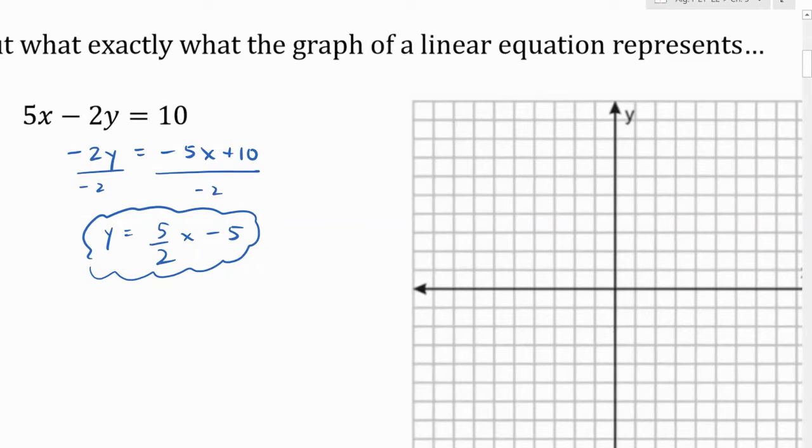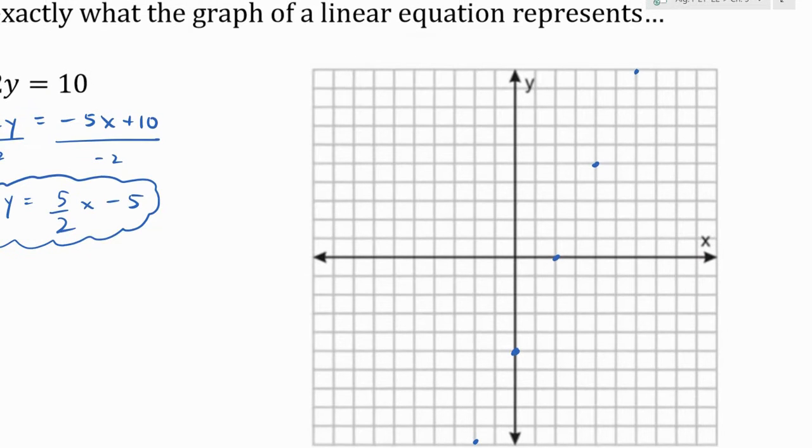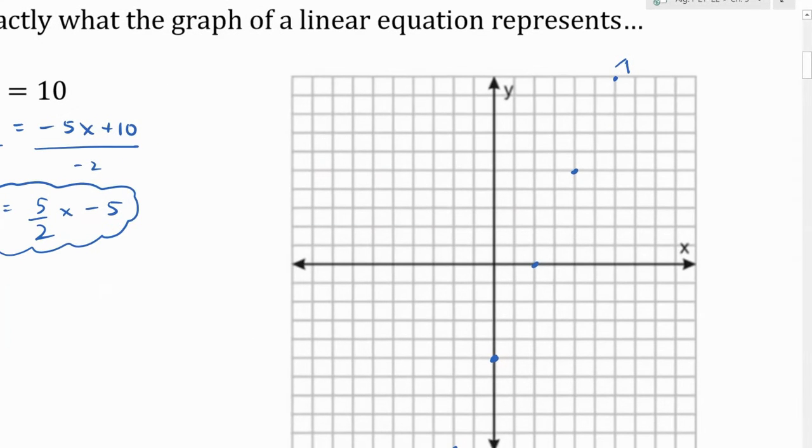we can graph our line. 2, 3, 4. 1, 2, 3, 4, 5. Y-intercept negative 5, rise 5, run 2. Rise 5, 1, 2, 3, 4, 5, run 2. Rise 5, run 2. Or we come in here and go back, down 5, back 2. Well, I'm too close to the corner.